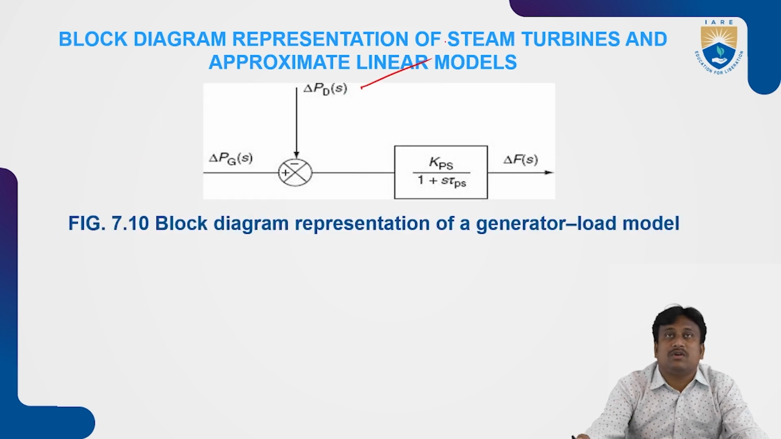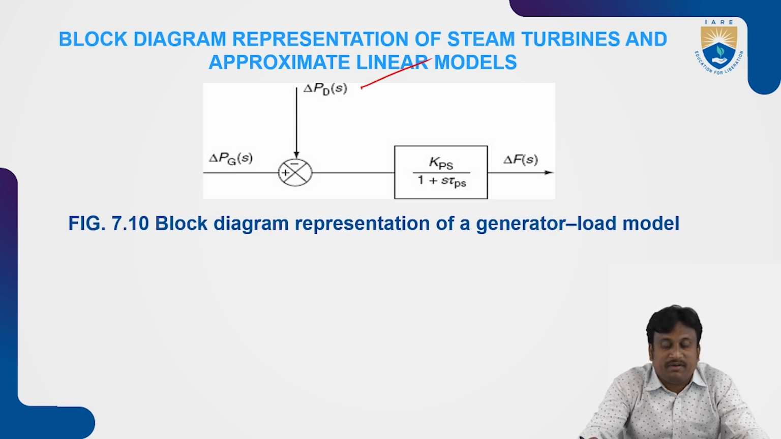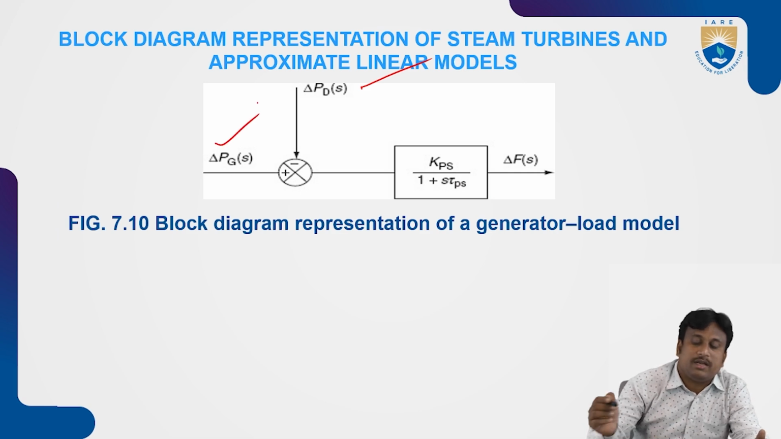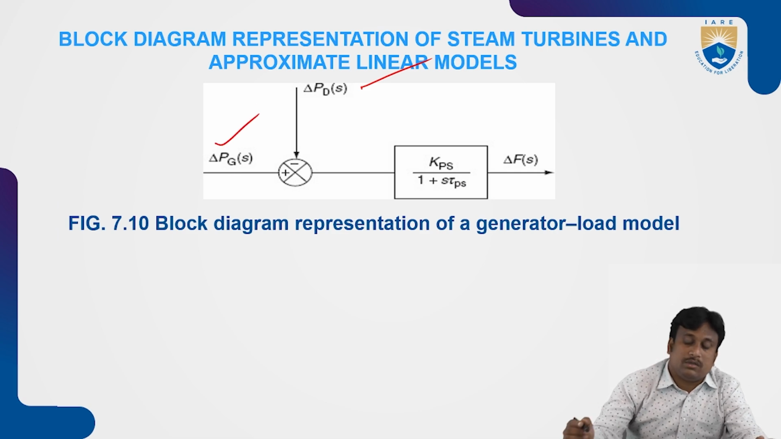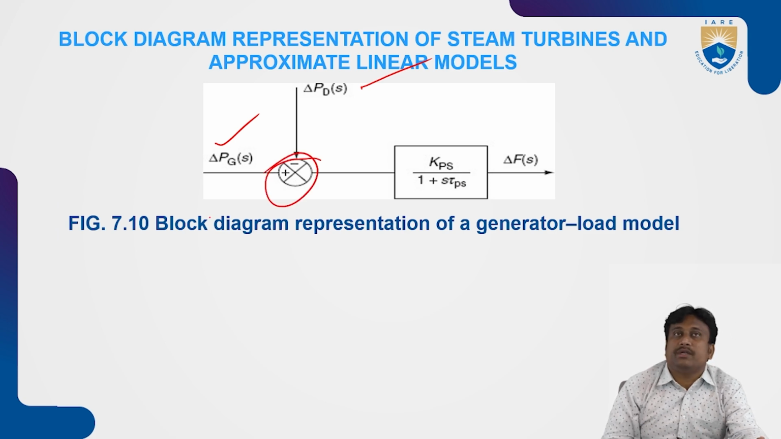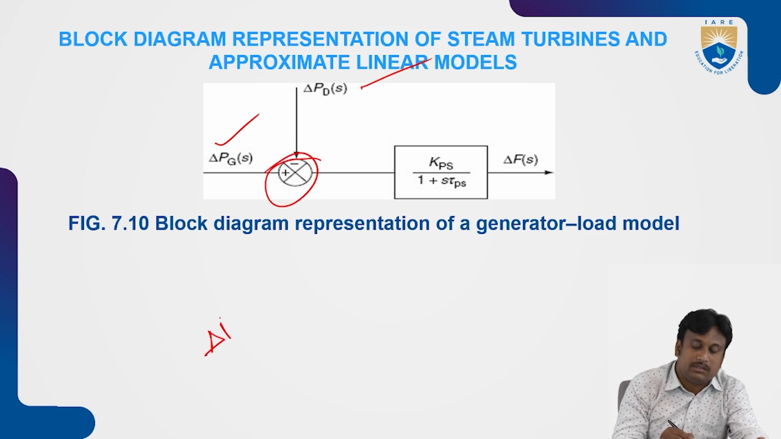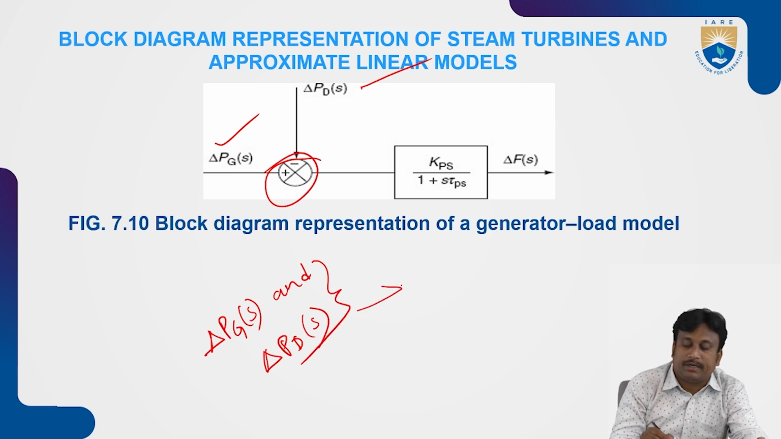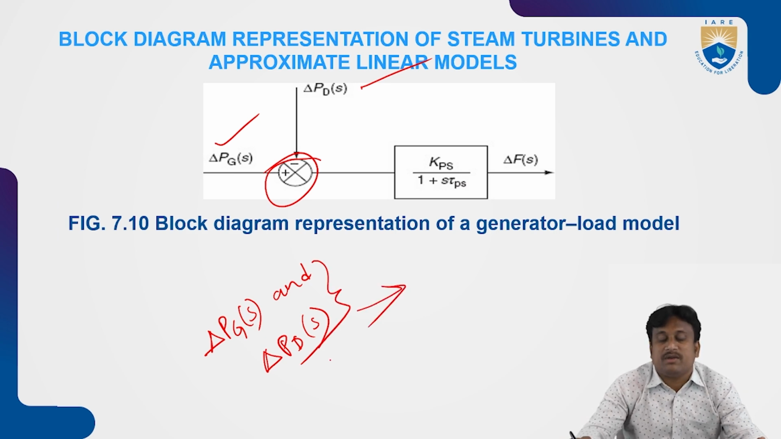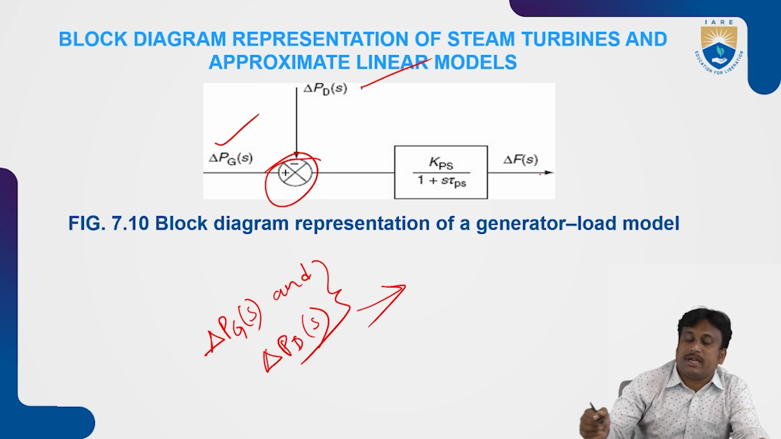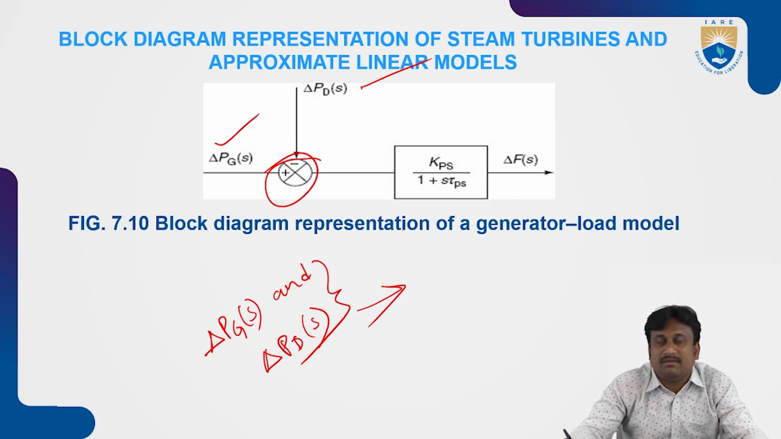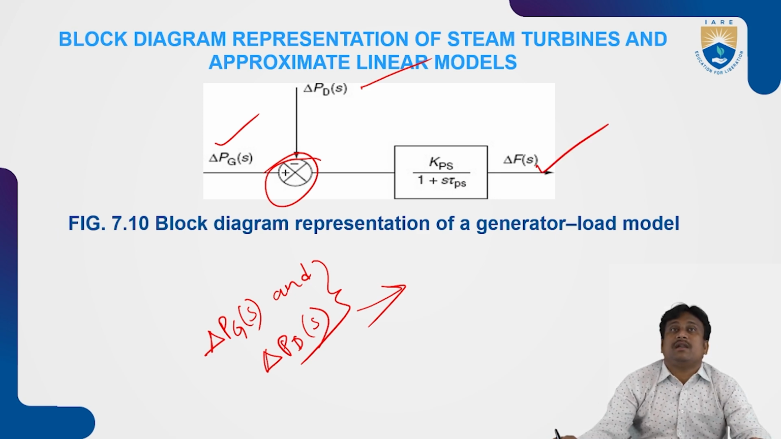So this is the actual block diagram presentation for a generator load model. That is delta PD of S, which is connected with the generating system delta PG of S. So this is the entire control block which is going to be controlled over two parameters, that is delta PG of S and delta PD of S. These two are connected to the control block K PS by 1 plus S tau PS, which connects to the change in frequency of the system as a function delta f of s. This is the block diagram representation of the generator load model system.